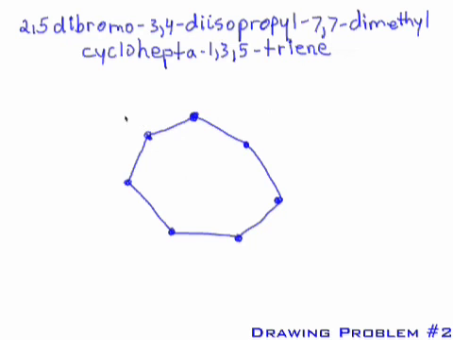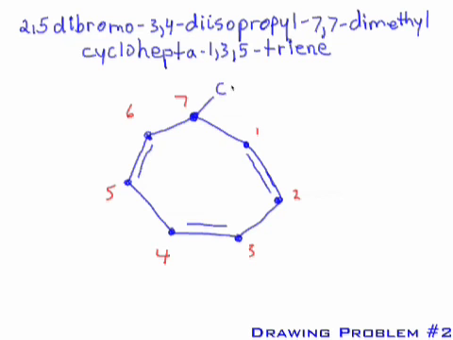So if I was, say, to start numbering here, let's number the ring so we can see where to put the bonds. I'm going to start here. Okay, 1, 2, 3, 4, 5, 6, 7. And you could have started anywhere around the ring. So here's a 1. Okay, so there's the 1, the 3, and the 5.